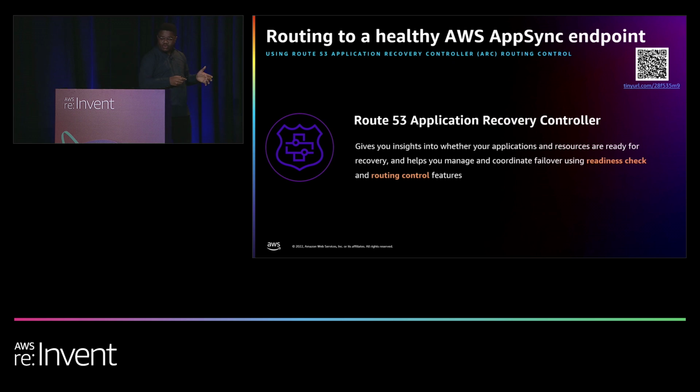So last year, AWS announced Amazon Route 53 Application Recovery Controller. It is a service that can continuously give you insights into whether your application is ready for recovery. So with Application Recovery Controller, you can control the application failover across availability zones, across different AWS regions, or even potentially across on-premises environments as well.